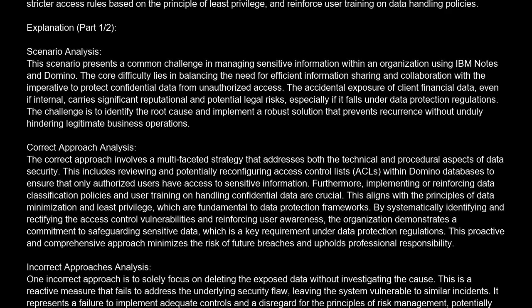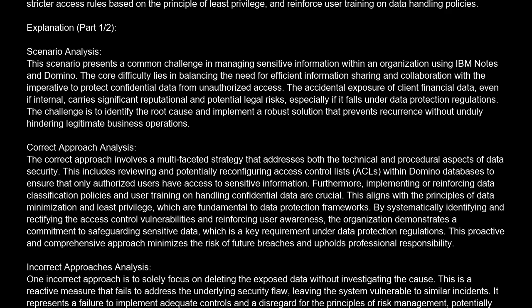The challenge is to identify the root cause and implement a robust solution that prevents recurrence without unduly hindering legitimate business operations. Correct approach analysis. The correct approach involves a multifaceted strategy that addresses both the technical and procedural aspects of data security. This includes reviewing and potentially reconfiguring access control lists, ACL, within Domino databases to ensure that only authorized users have access to sensitive information.